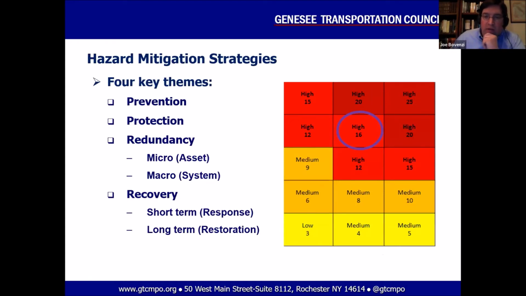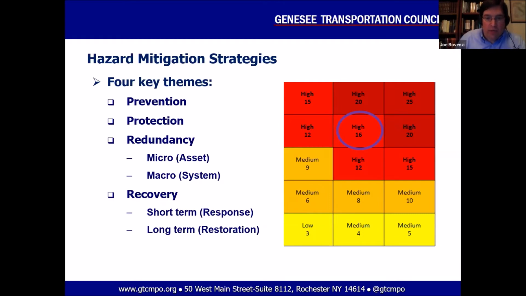So when we looked at the mitigation strategies, we identified these four key themes of prevention, protection, redundancy, and recovery. And again, this was drawn from some FHWA guidance on this topic. So prevention themes or strategies are designed to prevent a hazard from impacting an asset. Protection are actions that you can take when you can't prevent a hazard from happening, like a severe winter storm, but you can design an asset in such a way that it's protected from those impacts.